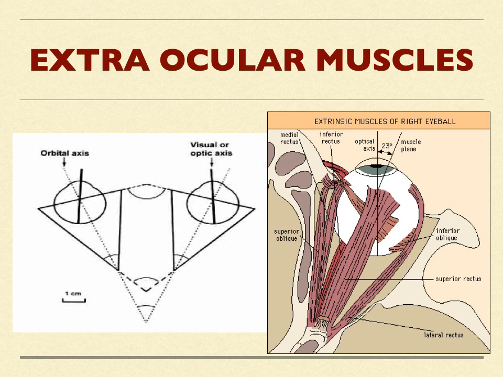The recti are all inserted anterior to the equator. And this is the equator, a line dividing the eye into 2 halves. We call it the equator, the line that divides the eye exactly in half. The muscles inserted anterior to the equator are the recti: superior, inferior, medial, and lateral rectus.